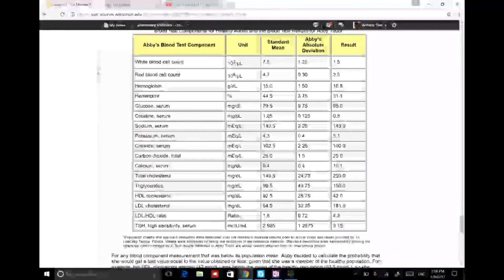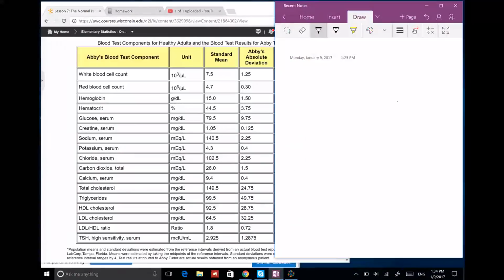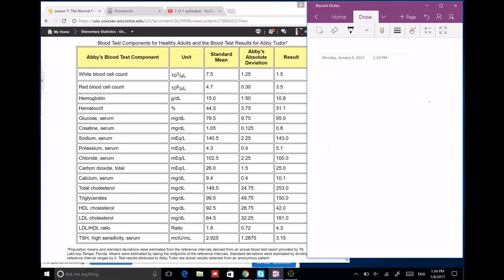So, for example, the first one: Abby's result is 1.5, which is way below 7.5, and the standard deviation is 1.25. This is the mu, this is sigma. The second one is also below, the third one is also below, the fourth one is also below, but the next one, the 95, is above, so it should go to the second section. The first four will go to the first section for sure.